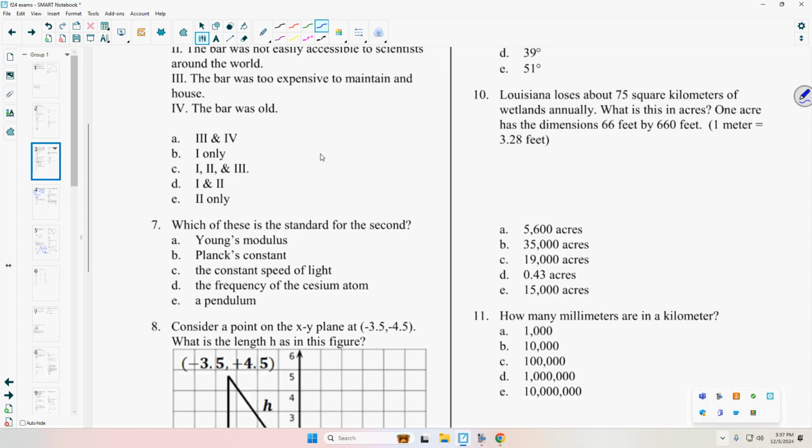Yeah, I don't know. I guess it depends how much you consider wetlands loss in Louisiana to be important. Pretty important? Yeah. All right. Do you want to do this one? You did it early. Okay.